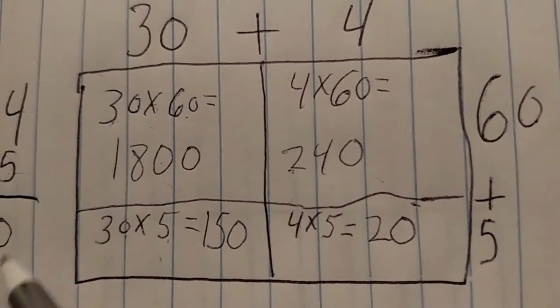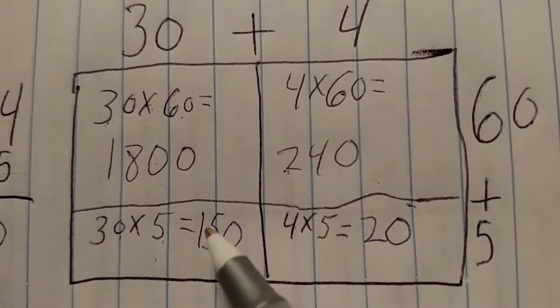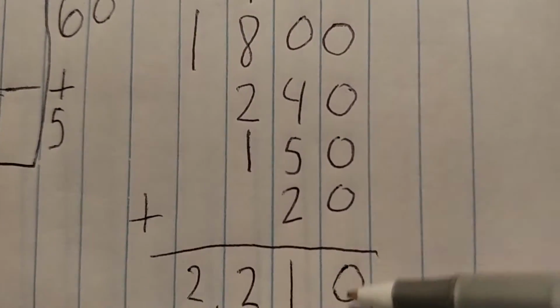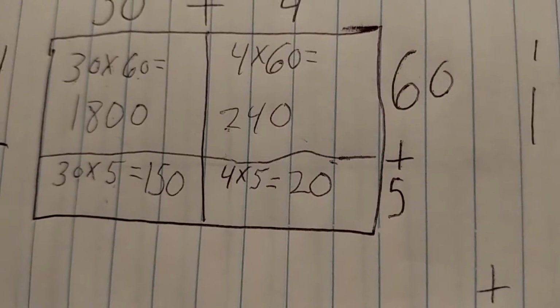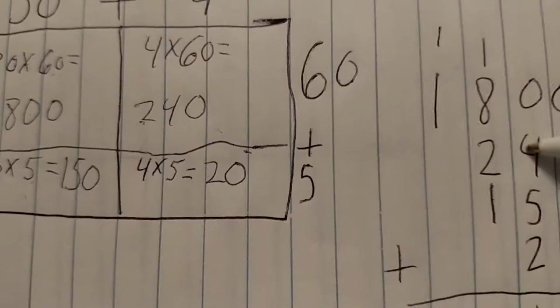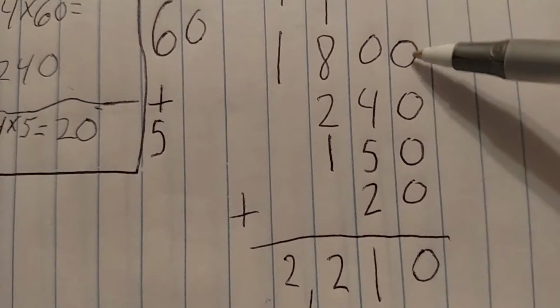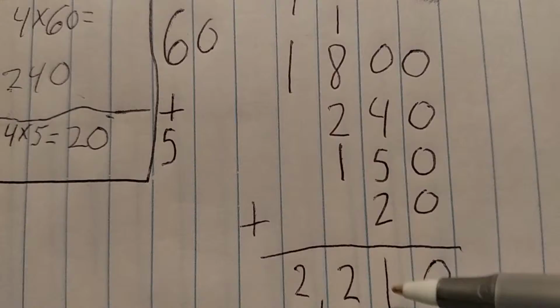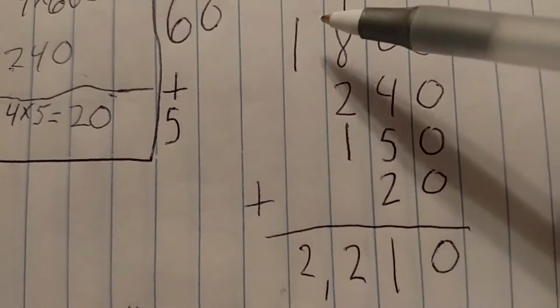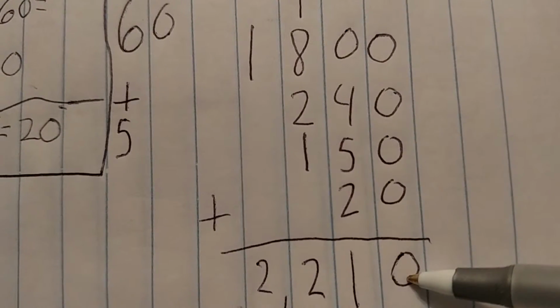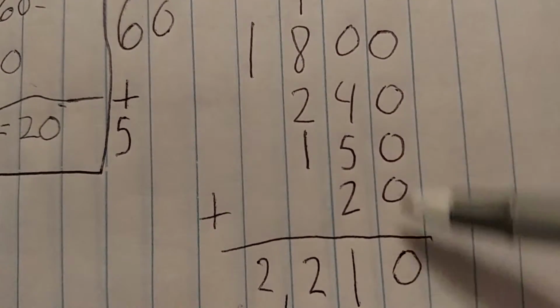Now, take all these products that we got in the boxes, and I'll turn this paper sideways because it keeps us nice and neat with our place values. Here's our 1,800. Here's our 240. Here's our 150. And there's our 20. Ones with our ones, tens with our tens, hundreds with our hundreds, thousands with our thousands. First, all these zeros go 0. Nice and neat between the lines.